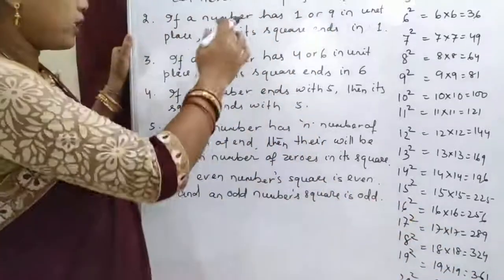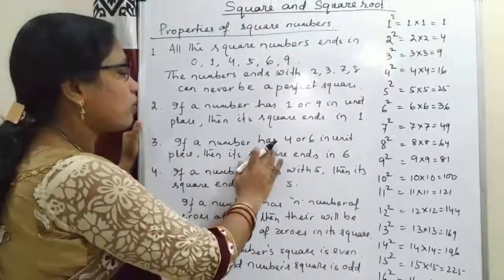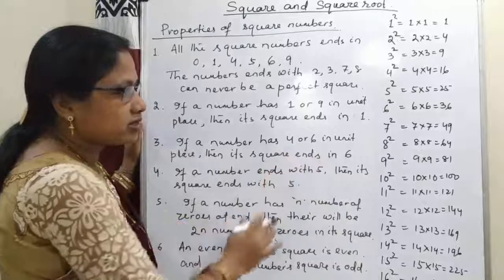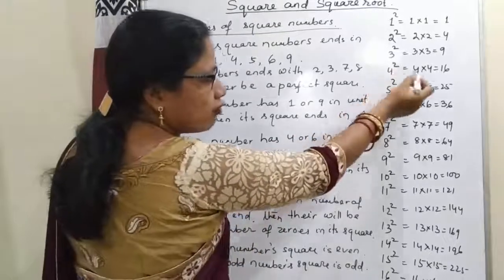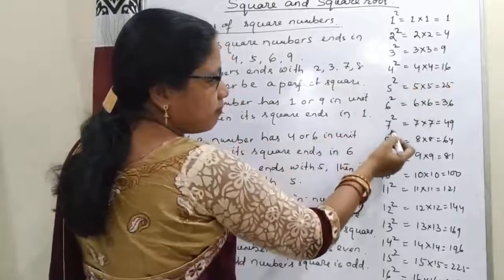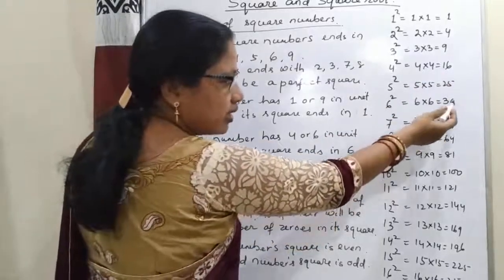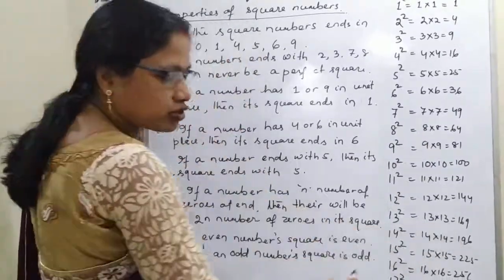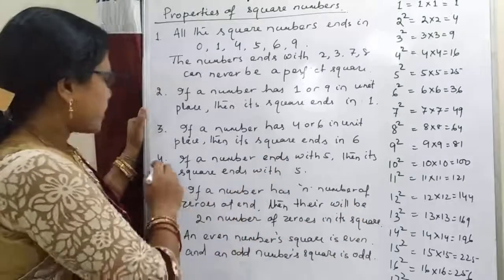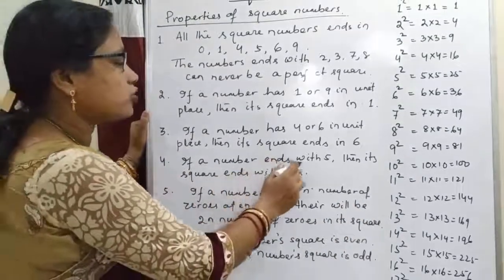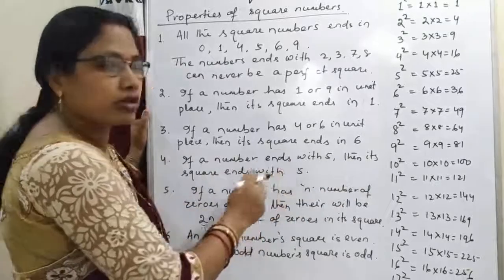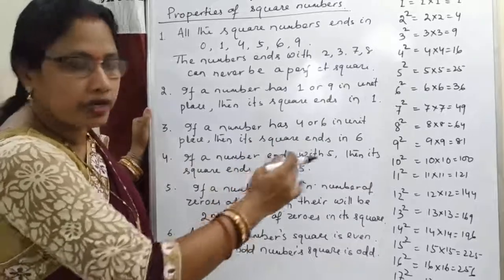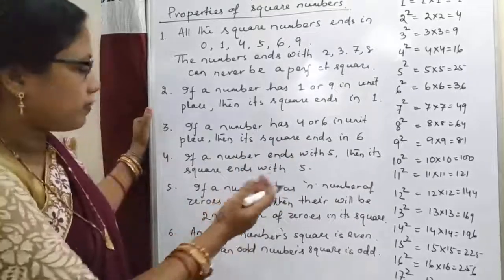Next property: if a number has 4 or 6 in the unit place, then its square ends in 6. Look, the square of 4 is 16, it ends with 6. Then 6 square is 36, it ends with 6. Then 14 square is 196, it ends with 6. Next property: if a number ends with 5, then its square also ends with 5. So 5 square is 25, 15 square is 225, 25 square is 625, like this.